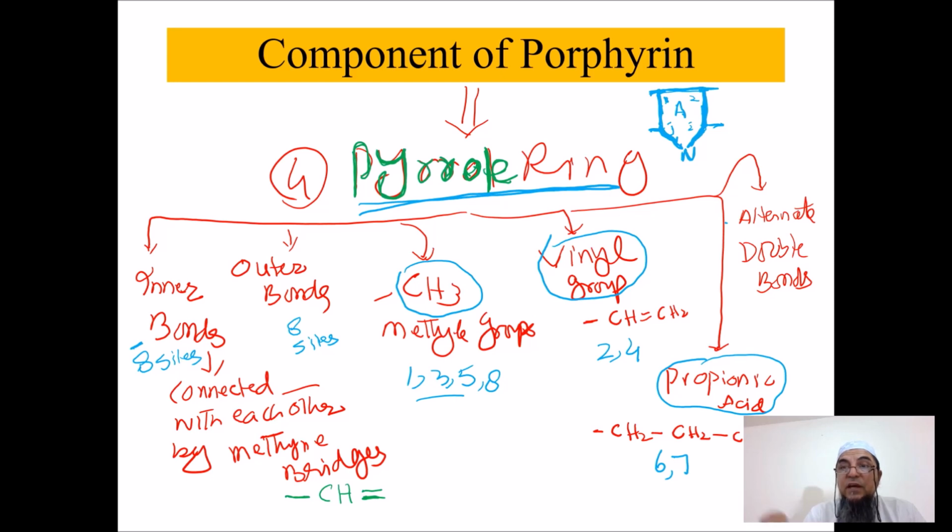Keep in mind that 1, 3, 5, 8 are the outer ends, outer bonds. Vinyl group, CH double bond CH2, is attached to the 2nd and 4th position. Propionic acid, CH2, CH2, C double bond O, OH, is attached to the 6th and 7th position. Keep in mind that these are the outer bonds. And then in these 4 structures, these 4 rings, they have alternate double bonds. So let's see these in detail.